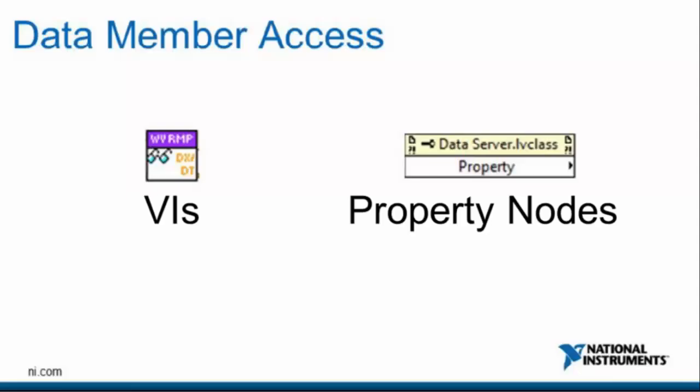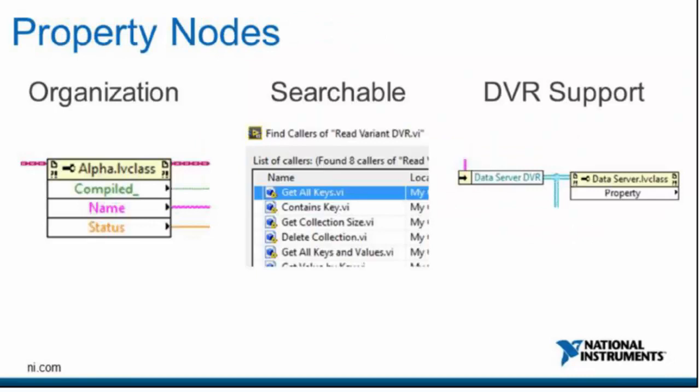So on the data member access, we're running a long time, so I'll try to keep it fast. There are two ways to access your data for class private data. On your block diagram, you have your VIs and your property nodes. Everyone knows property nodes will call your data member accessor VIs, so there's a dependency there. We have had a good time with property nodes. It's worked well for us.